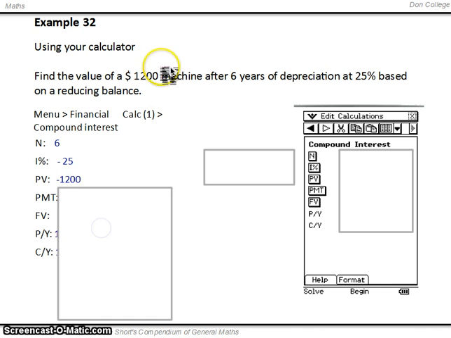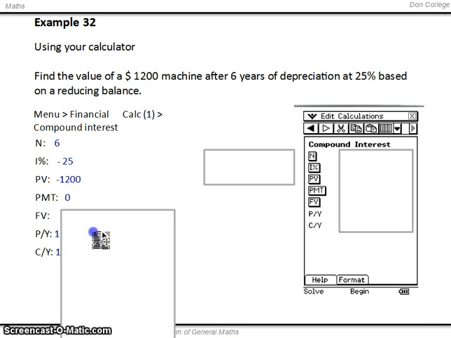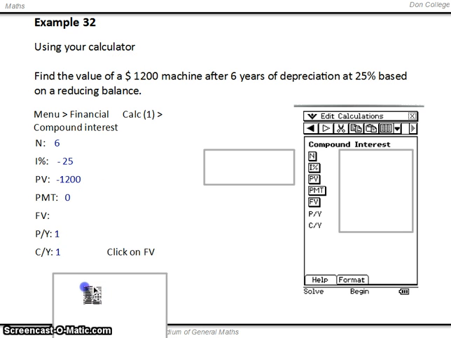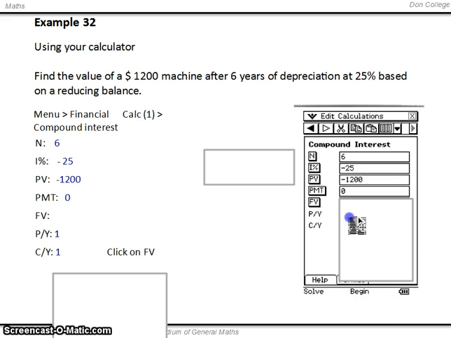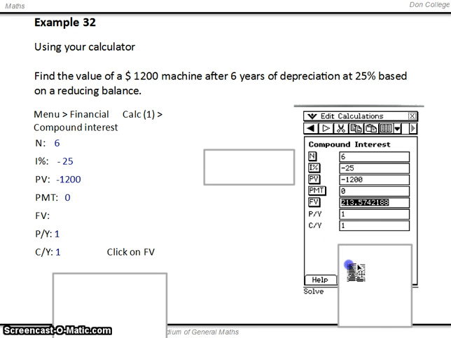Our PV, negative 1200. No payments. And what we want to do is work out what the final value is. Now it should be 1, 1 and begin at the bottom. Remember, always put it in begin unless we're doing annuities and arrears. So it should look like that, and when you click FV, you should get $213.57.